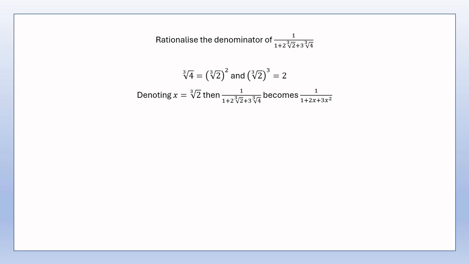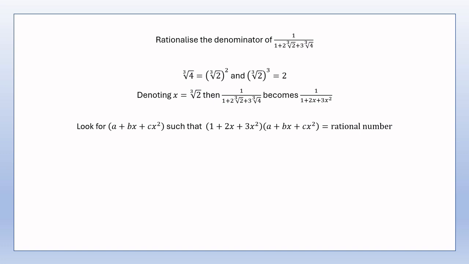And one way to approach rationalising this denominator is to ask for another expression, a plus bx plus cx squared, such that 1 plus 2x plus 3x squared times a plus bx plus cx squared is equal to a rational number. Now there's no guarantee that such an expression will exist, but we can always try to find out. And this is similar to what we do with denominators of the form a plus b root c, where we look for an expression p plus q root c such that a plus b root c times p plus q root c is equal to a rational number.